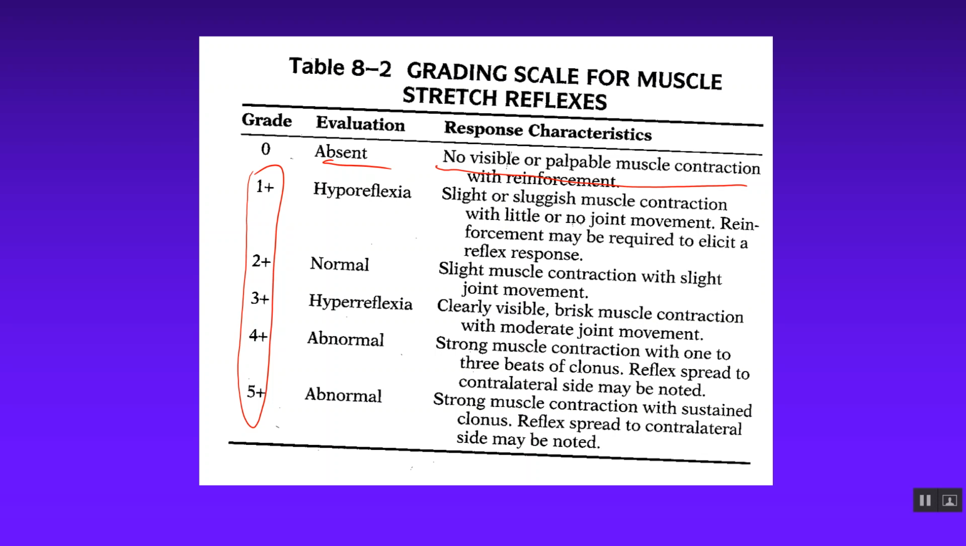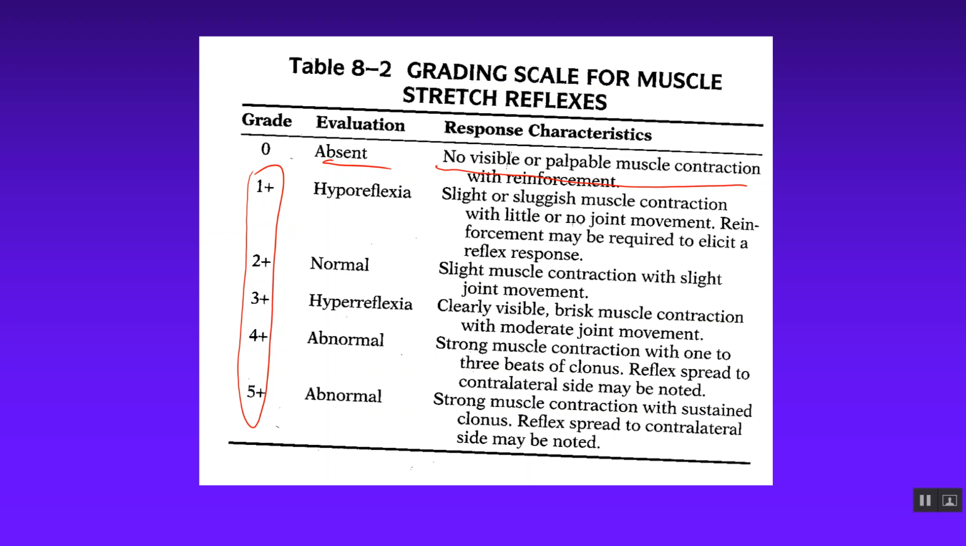There's strong muscle contraction with 1 to 3 beats of clonus. So you tap on their knee, and their knee goes flying, and then it goes boom, boom, boom, boom by itself on its way down. It keeps eliciting its own quick stretch. If you tapped on the tendon the first time, it goes up, and then as the leg's falling, it's creating another quick stretch, and then it finally goes down. That would be a 4 plus.